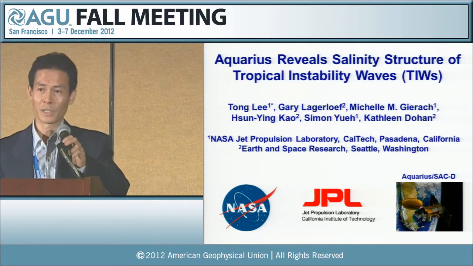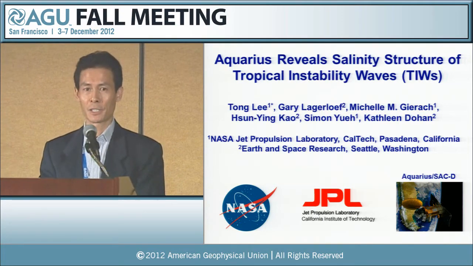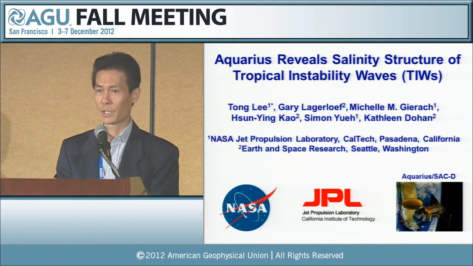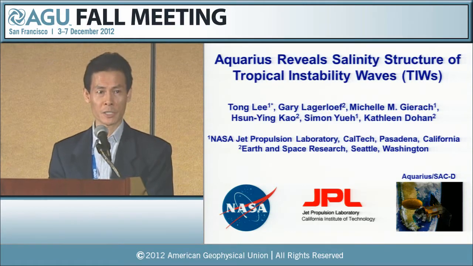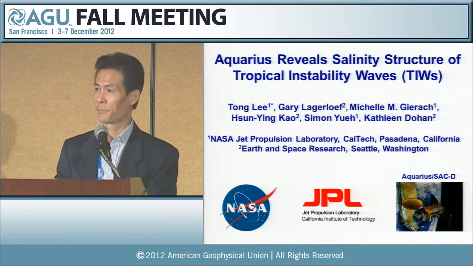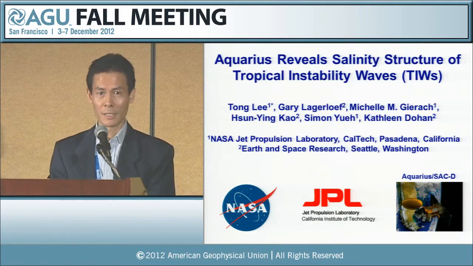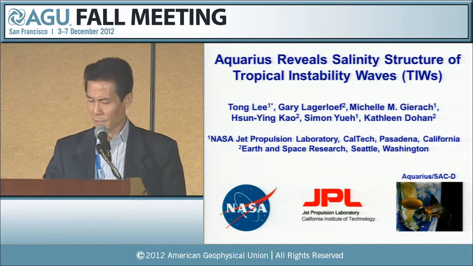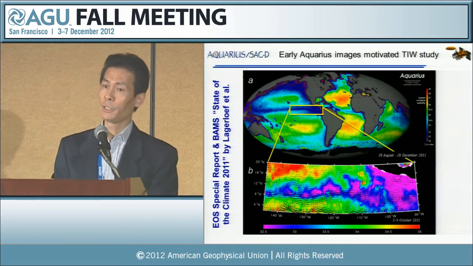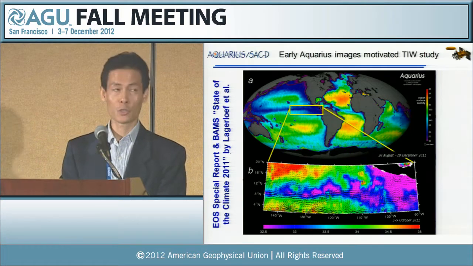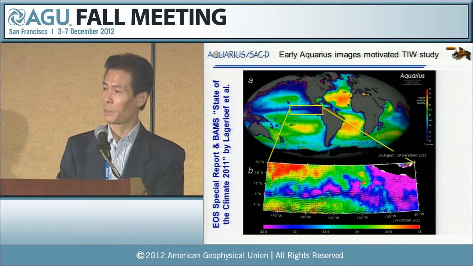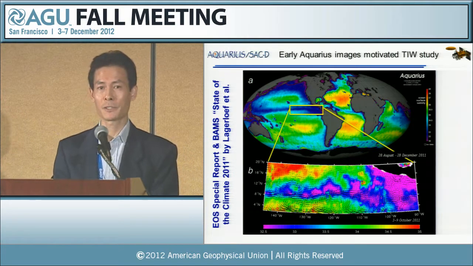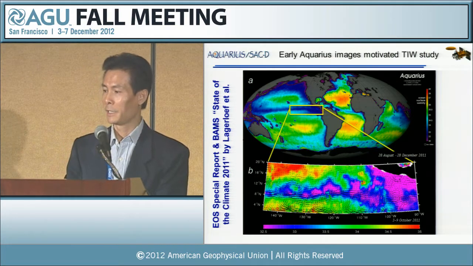Thanks. So this work is in collaboration with several scientists from JPL and Earth and Space Research, including Aquarius PI, Gary Lagerloef, and project scientist Simon Yueh, as well as Michelle Gierach, Sung-Ying Gao, and Catherine Dohan. And the work is motivated by early images of Aquarius, such as the one shown here, which was published in an EOS article and BAMS article, The State of the Climate in 2011, published by Gary and others.